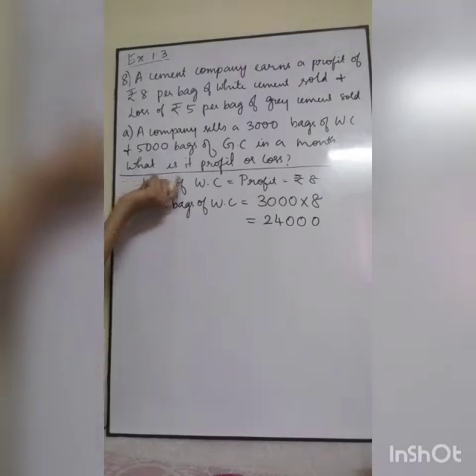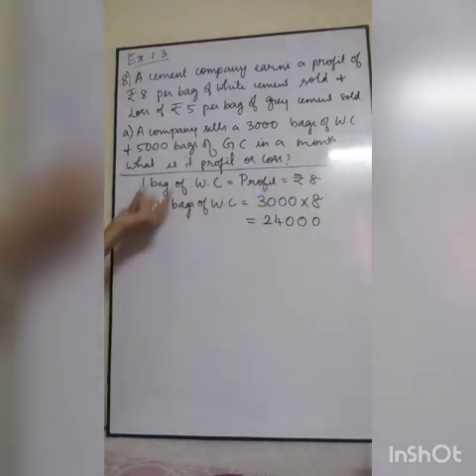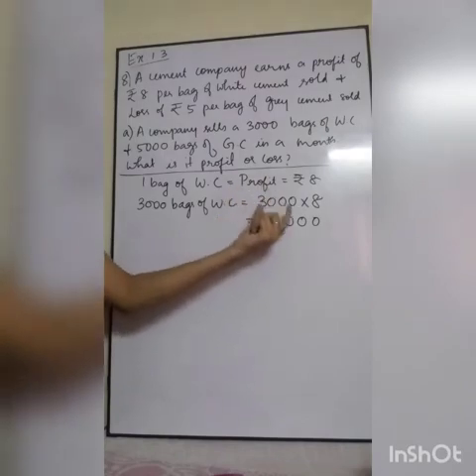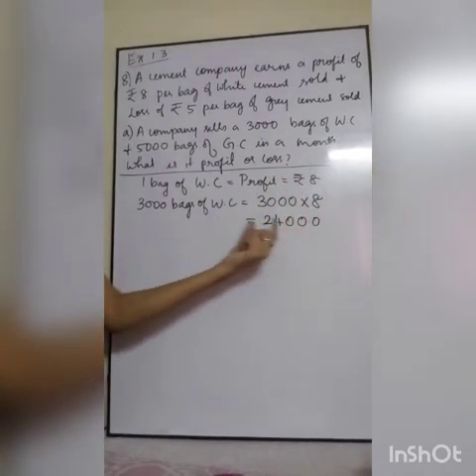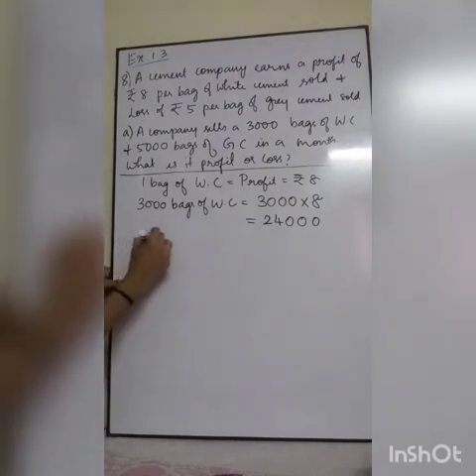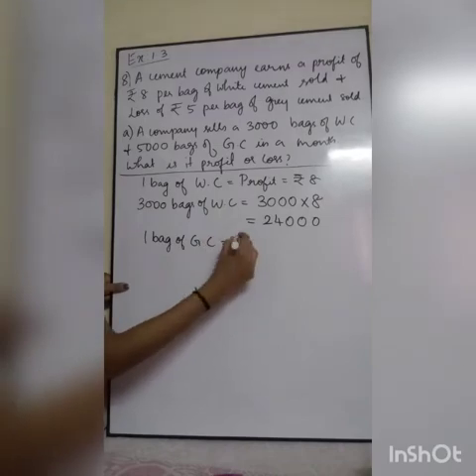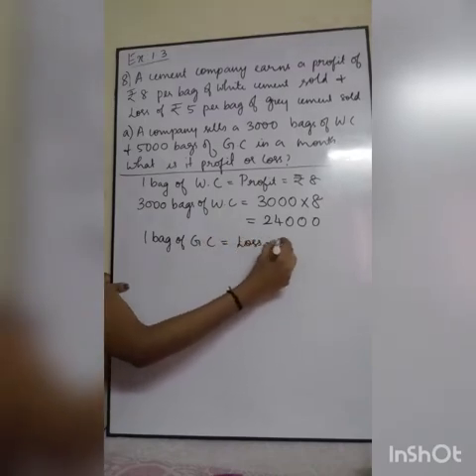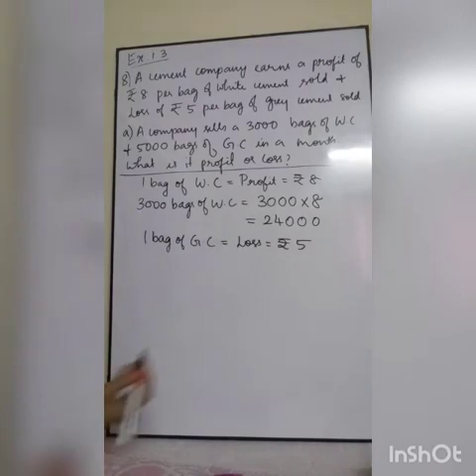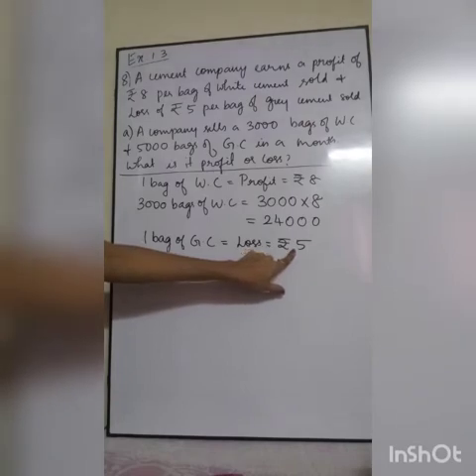So for 1 bag of white cement they will get a profit of rupees 8. Now they are selling 3000 bags of white cement, so 3000 bags means 3000 into a profit of rupees 8. So 8 3s are 24,000. Next, 1 bag of grey cement. What are they getting? They are getting a loss of rupees 5. For 1 bag of grey cement they are getting a loss of rupees 5.